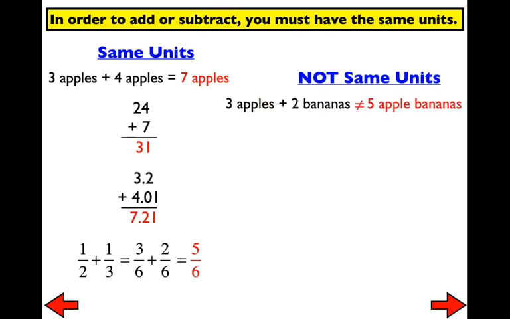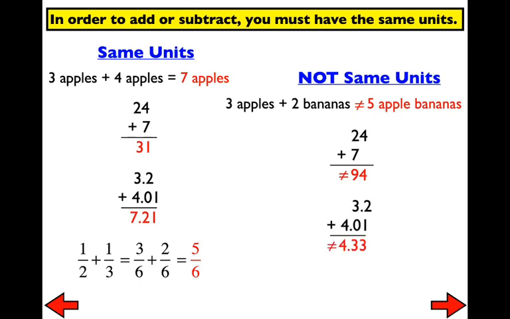If we have 3 apples and 2 bananas, that's not 5 apple bananas, because there's no such thing as an apple banana. We don't have the same units there. If we have 24 and 7 that we're adding together, we can't add it together like that. You can't put the 7 underneath the 2 because you have a tenth that you're trying to add to a 1, and we don't really do things like that. And that is a common mistake for people who struggle with math.